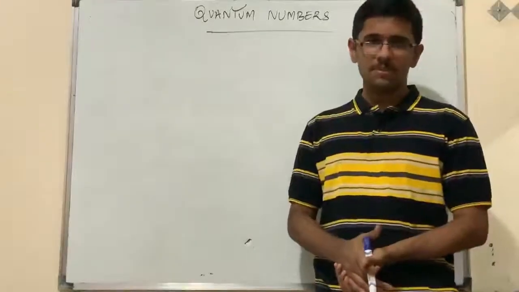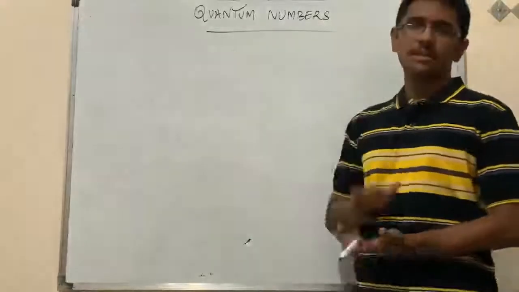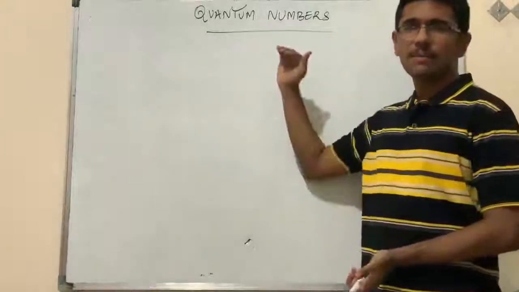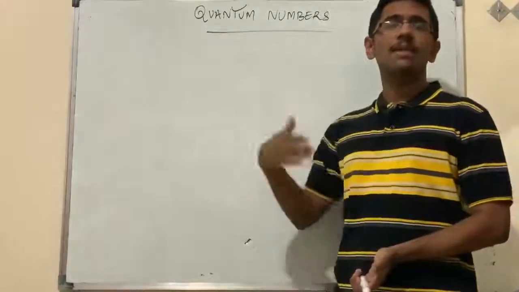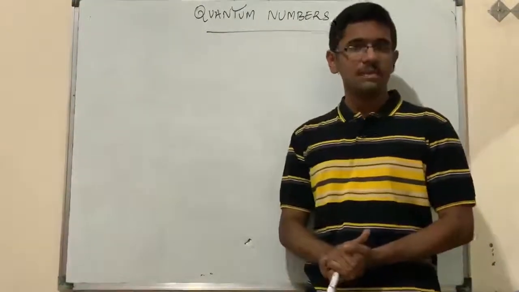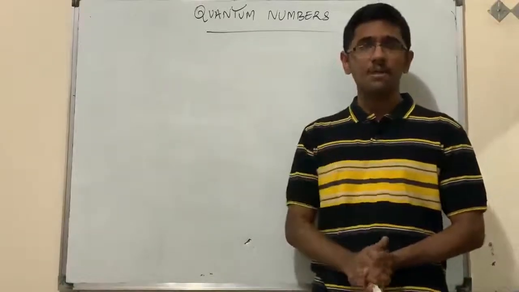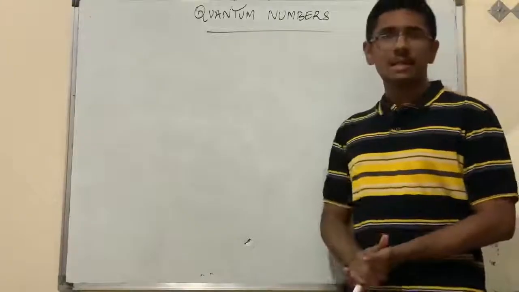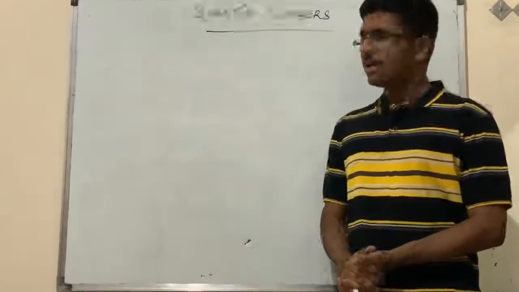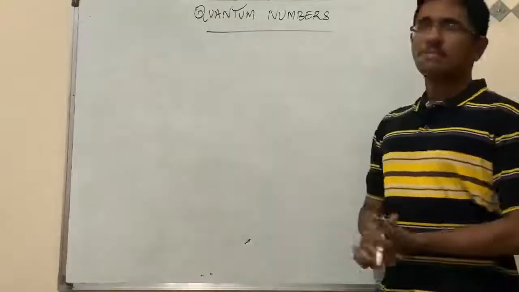Important part of this chapter, that is quantum numbers. Now, without understanding what is meant by quantum numbers, you cannot proceed further into this chapter, or you cannot study chemical bonding. So it is a very important topic, the basis of this chapter, to understand quantum numbers in detail and Schrodinger formulas. Okay, so what is meant by quantum numbers, we will discuss.